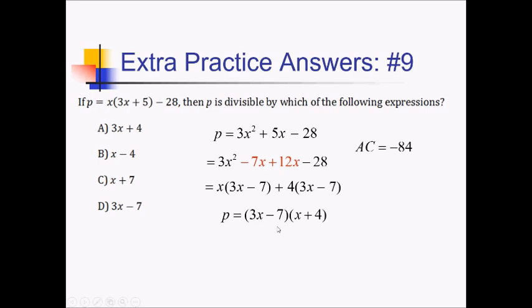All right, so p is going to be divisible by one of its factors, right? Because if p is the product of two things, that means it's divisible by both of those things. If you divide by one of the things, you get the other thing. So p is going to be divisible by 3x minus 7 or by x plus 4. It's divisible by both. Now looking at our answer choices, the only one of those that is listed is 3x minus 7. So we're going to have to go with choice D.